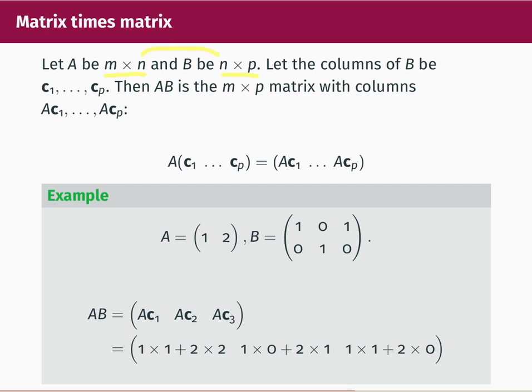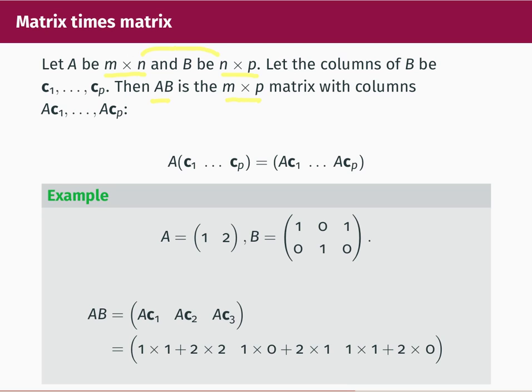The way we define this matrix product A times B is as follows. We introduce some notation for the columns of B. So we call those C1 up to CP, right? There are P columns of B because B is an n by P matrix, and each one of those is a height n column vector. Then we define A times B to be the m by P matrix whose columns are A times C1, A times C2, over to A times CP.